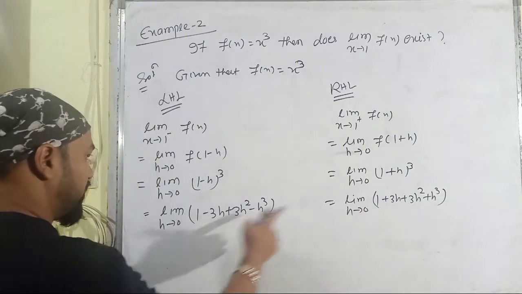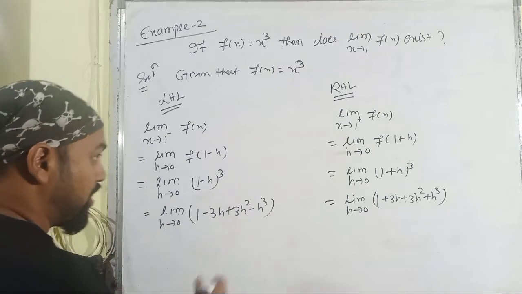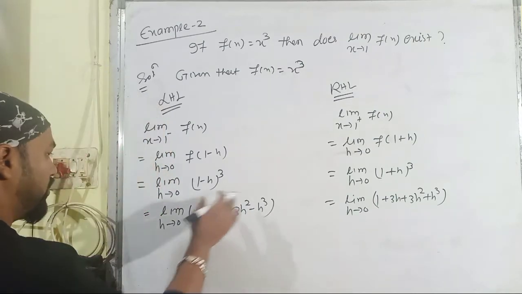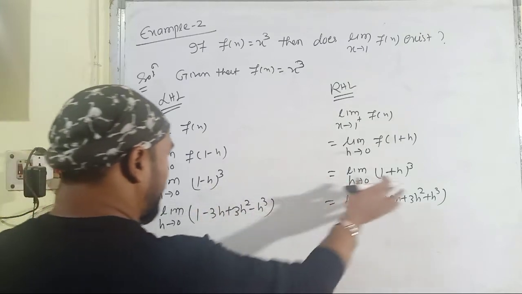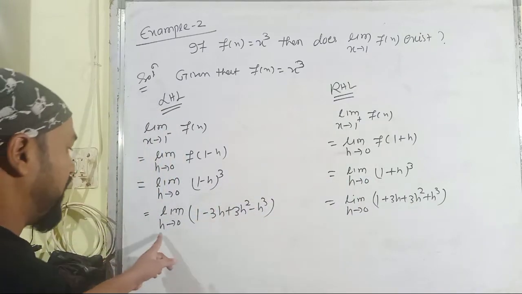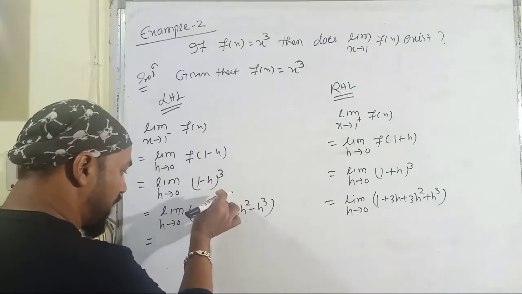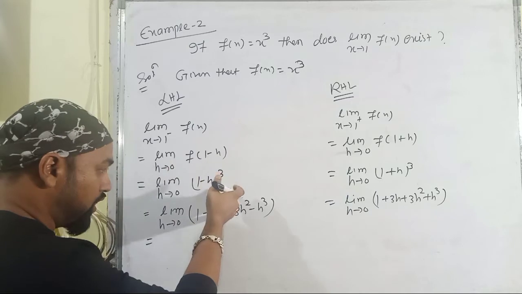Then as it is a polynomial, I will discuss the limiting value of polynomial functions in the next video. Whenever you get a polynomial function, just put the value of the given point, and as h tends to 0, that means you have to put 0 directly in place of h.